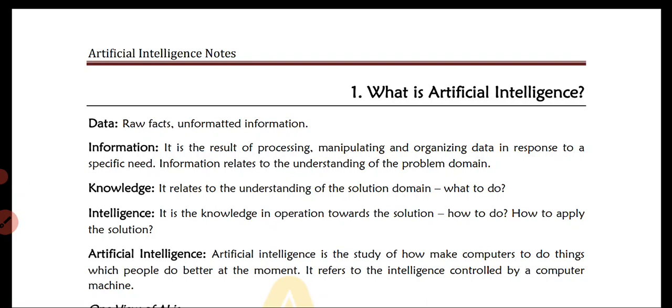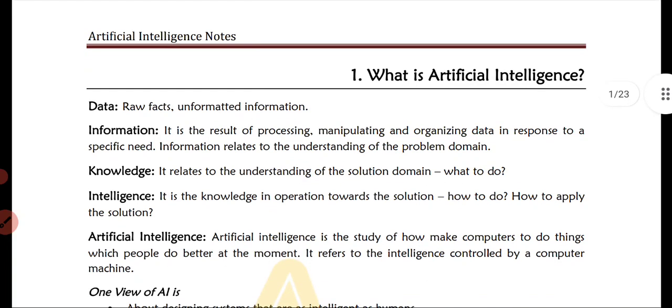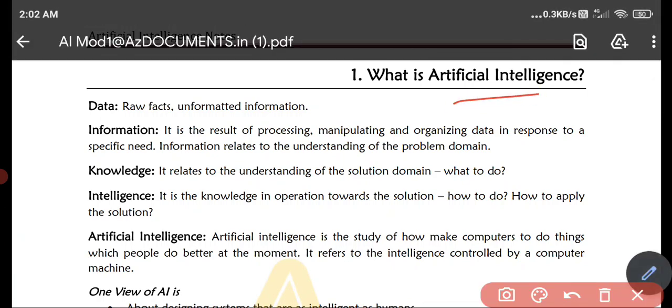In that first module, that is artificial intelligence. So let's begin with this module. In this module, we will learn about what is artificial intelligence, problems, problem space and search, and heuristic search technique. This is a very small module including only three topics, that is problems, problem space search, and heuristic search technique. So let's begin with the first one, that is what is artificial intelligence.